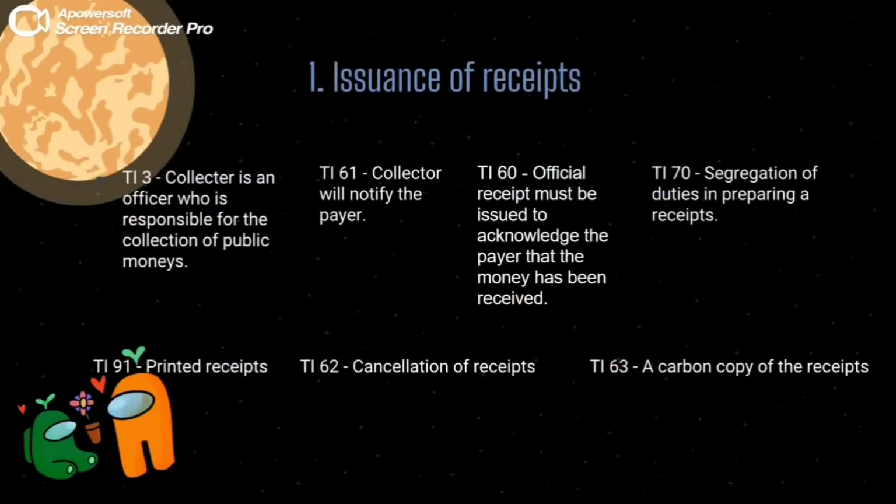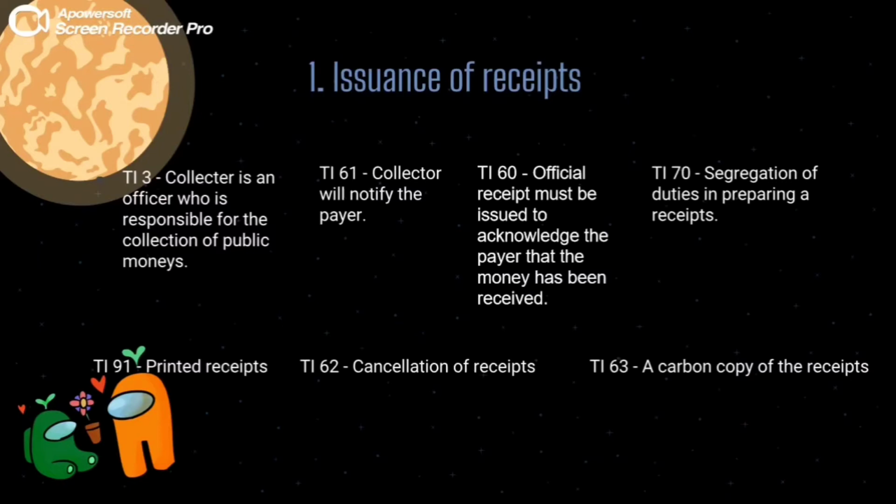First of all, issuance of receipts. There are 7 Treasury instructions. Firstly, TI-3 states that a collector is an officer who is responsible for the collection of public monies. And then, TI-61 states that the collector also has the responsibility to notify the payer about their right to demand a receipt. And then, TI-60 states that an official receipt must be issued to the payer to acknowledge that money has been received.